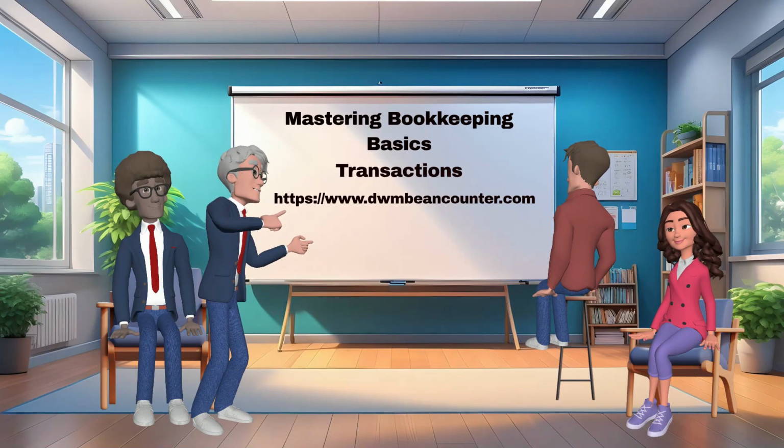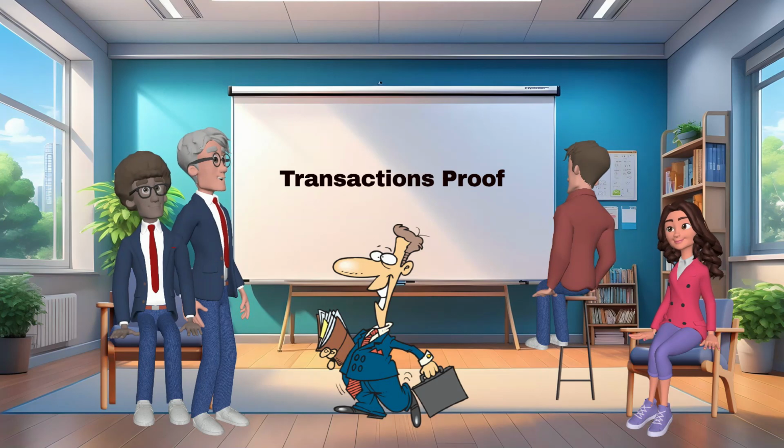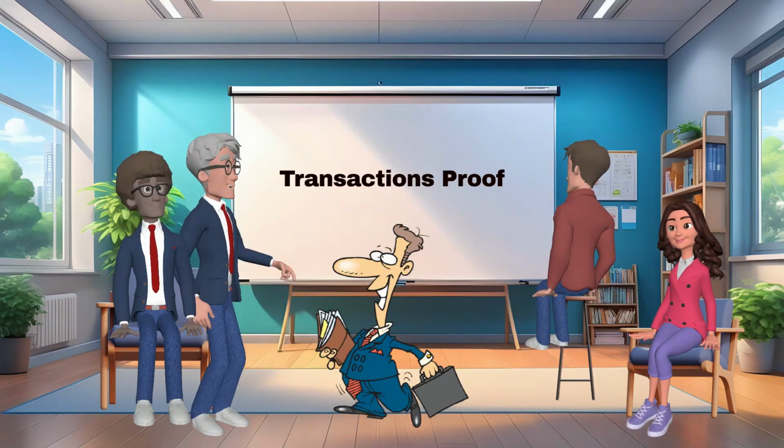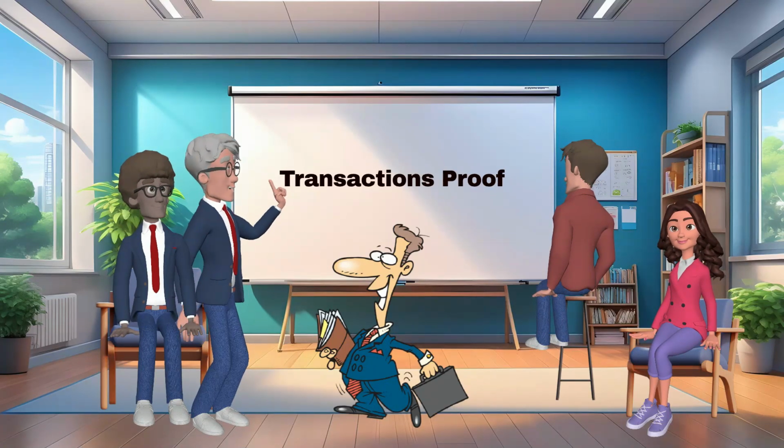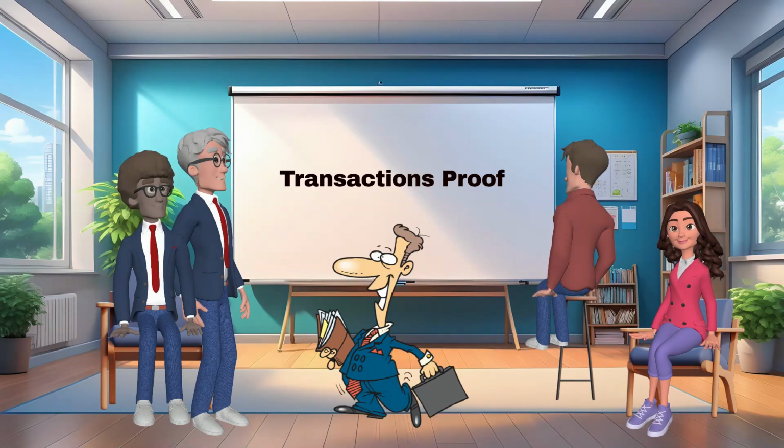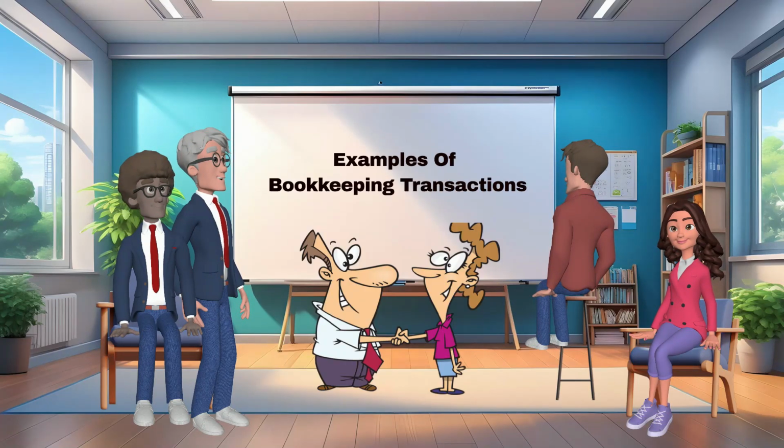Mastering Bookkeeping Basics: Transactions. Source documents, which we discussed, are the original sources of information that provide documentation proof that a transaction has occurred and include sales invoices, invoices from suppliers, contracts, checks written and checks received, bank payments and receipts, promissory notes, and various other types of business documents. These documents provide us with the information needed to record our financial transactions in our bookkeeping records, namely journals and ledgers. In a typical business transaction, we get something and we give up something.